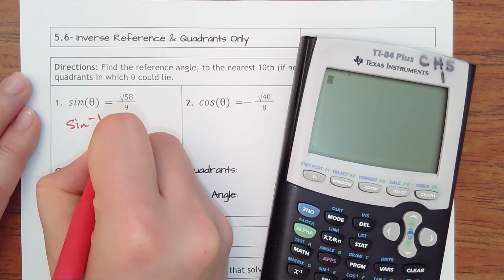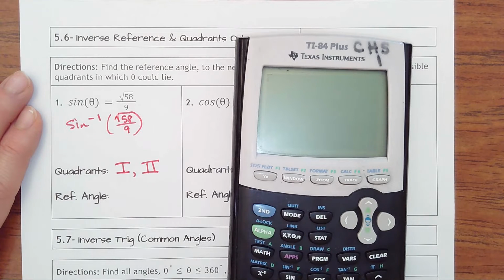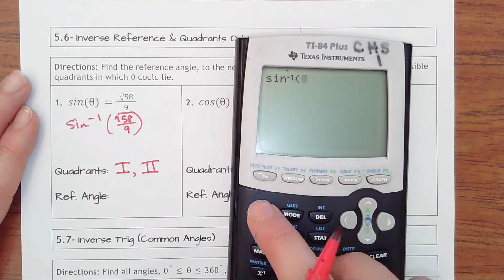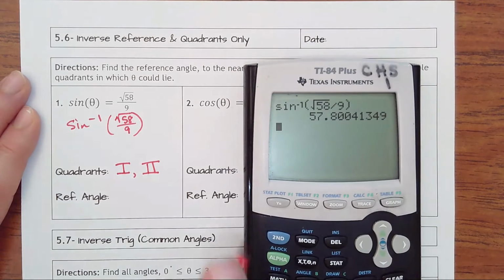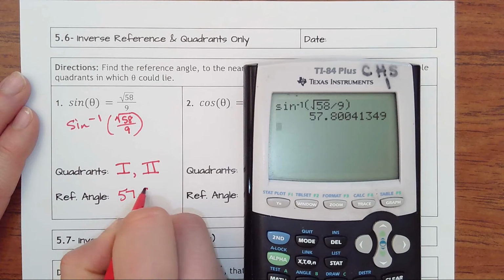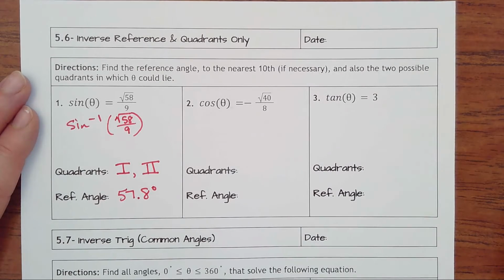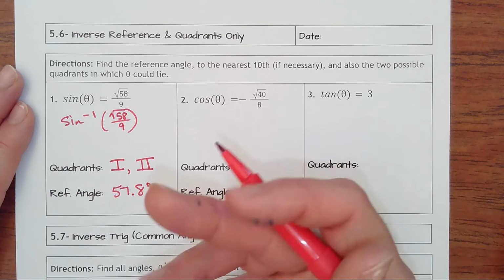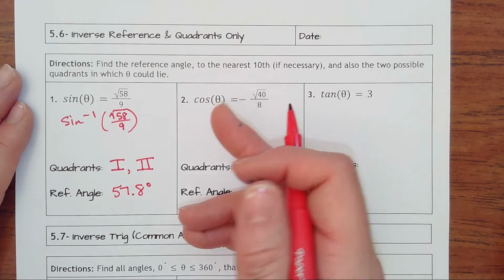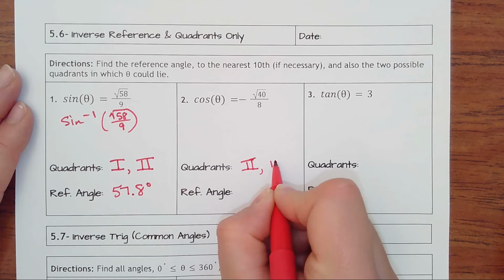of square root of 58 over 9. And that is 57.8 degrees. That's it. Number 2 is a negative. Where is cosine negative? Well, not quadrant 1. It's where x values are negative. That would put us in quadrant 2 and then in quadrant 3.